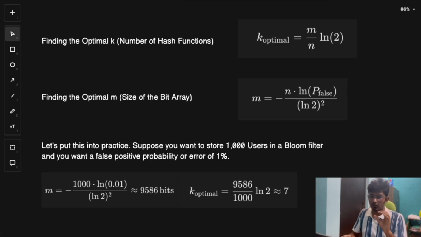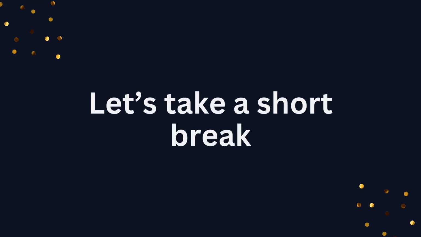So to summarize, the optimal number of hash functions k is around (m/n) · ln 2, and the optimal bit array size m depends on the number of elements that we want to store and the false positive rate p_false. By tuning these parameters, you can get the most out of a Bloom filter for your specific needs and use case, right?